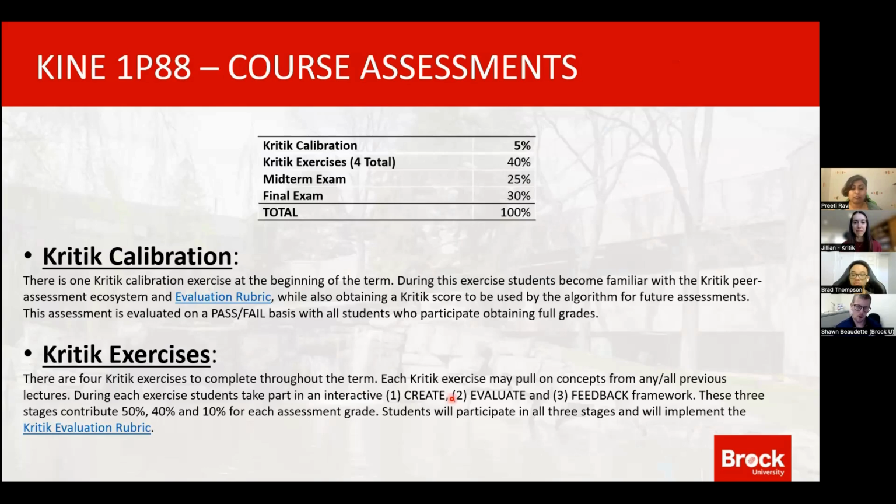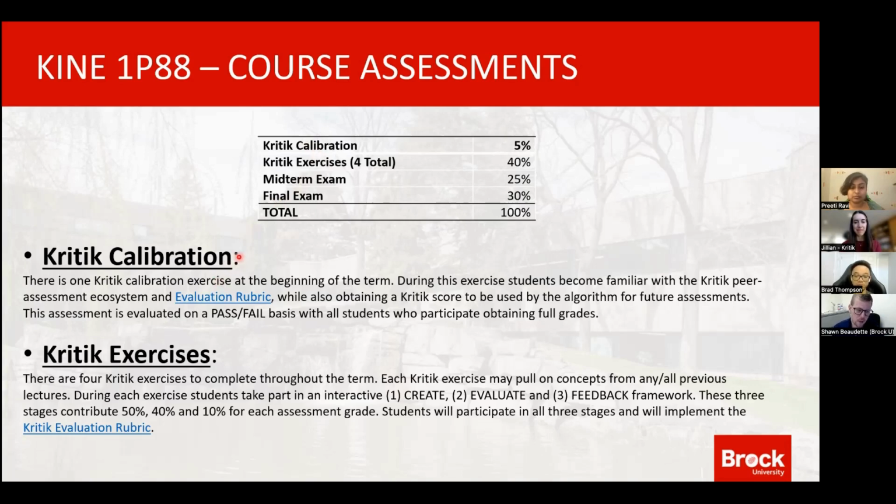So a little bit more about how I've structured my course. This was the assessment breakdown in my course. This is straight from my syllabus. So there's a midterm and a final, which is fairly standard. And then we have these two different types of Kritik exercises. There's a Kritik calibration that was worth 5% of the student's grade, and there were 4 Kritik exercises worth 10% each. So I'm going to touch just briefly on what these two things are and how I implemented them.